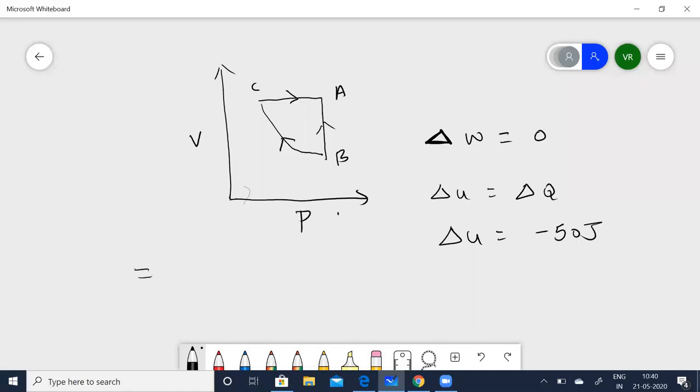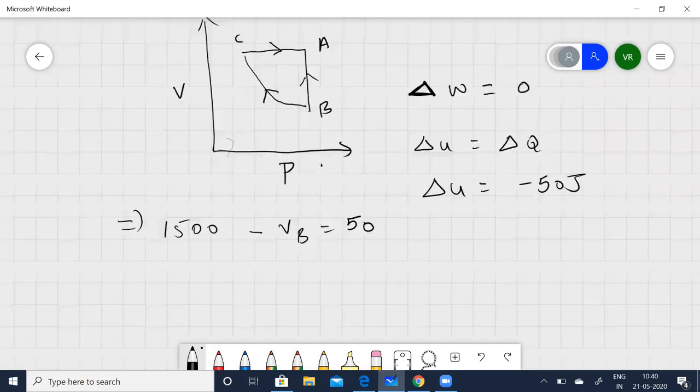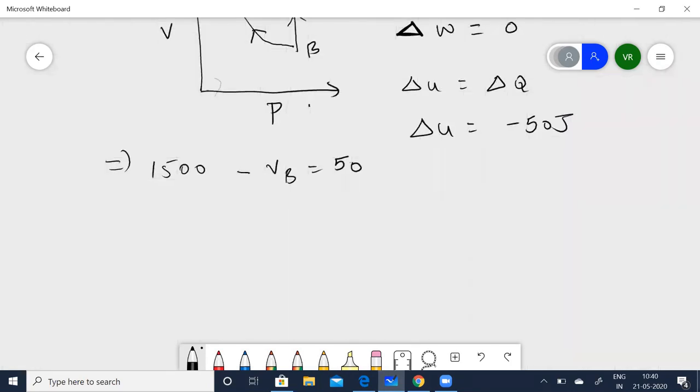So now this implies what was delta U, that's given as 50 joules. So now 1500 minus VB is equal to 50. So that is now going to be 50, or VB is equal to 1450 joules. Let us now keep this.